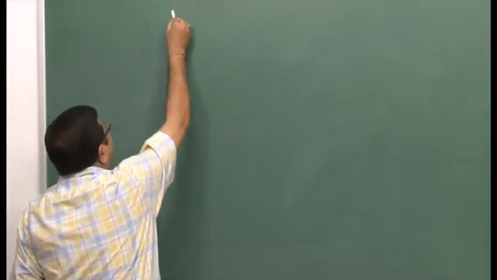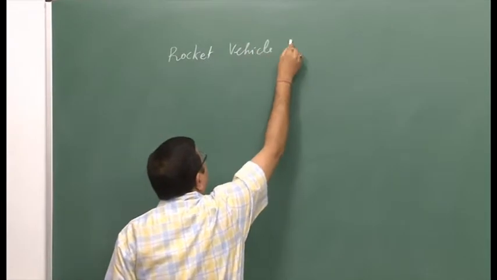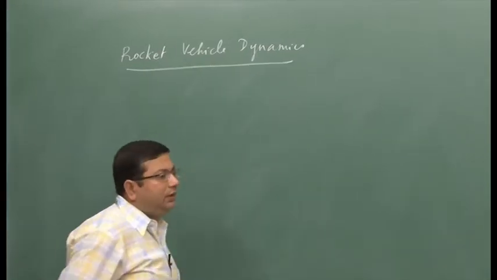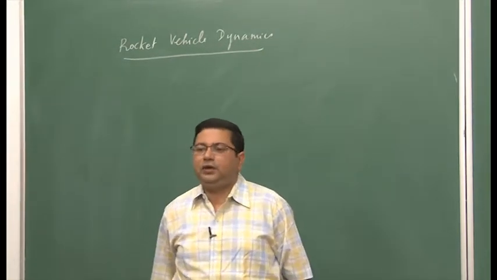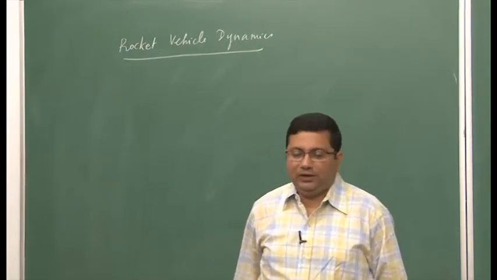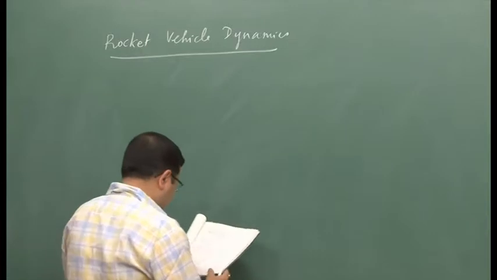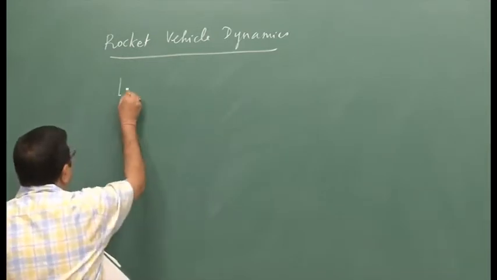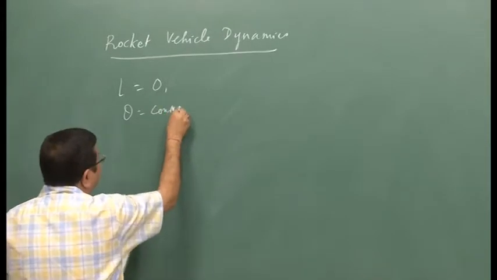So, yesterday we were discussing rocket vehicle dynamics. Under this topic, we derived an expression for the change in velocity of a rocket vehicle when it is fired from a certain condition and reaches a certain condition. And we have shown the expression when the vehicle has no lift, when L is equal to 0, and when theta is constant, where theta is the attitude of the vehicle.